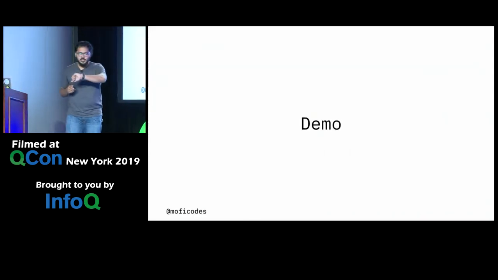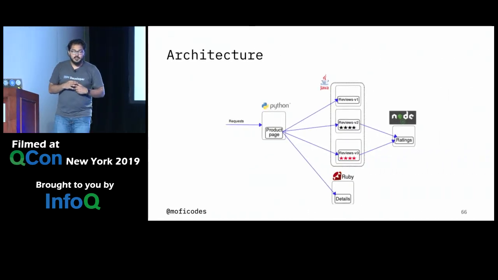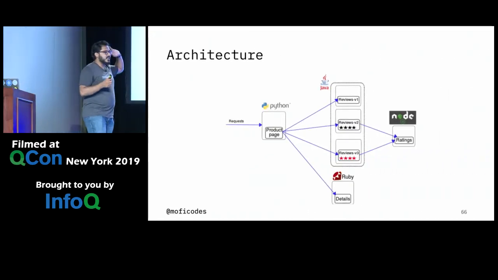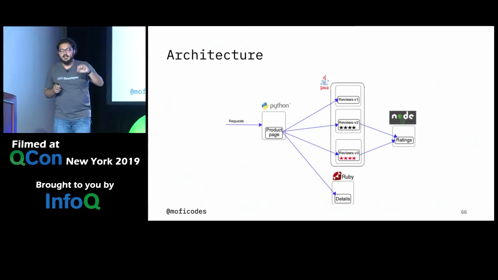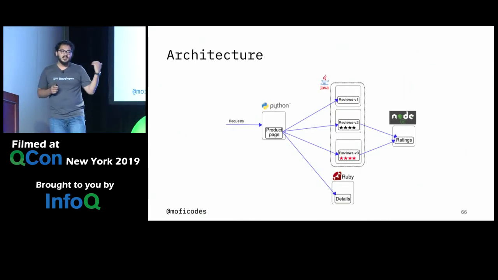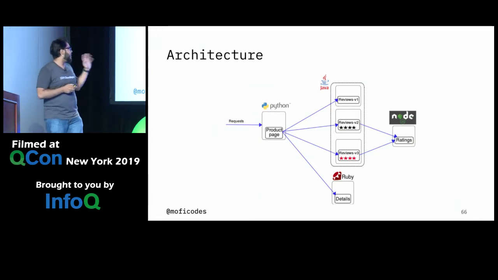So we're going to talk about a quick demo in a second. The application we're looking at is a microservice-based application. It has a product page, that's the front end. And then it has reviews, which has 3 versions, V1, V2, and V3. You have a details page, and you have a ratings page. V2 and V3 of the reviews page call the ratings page.